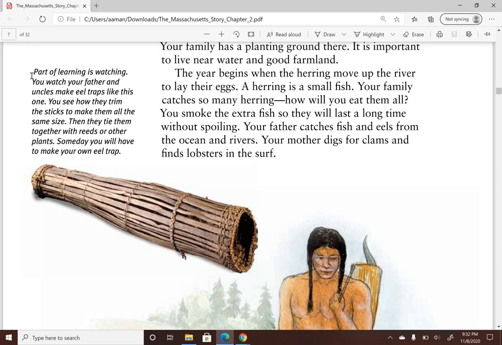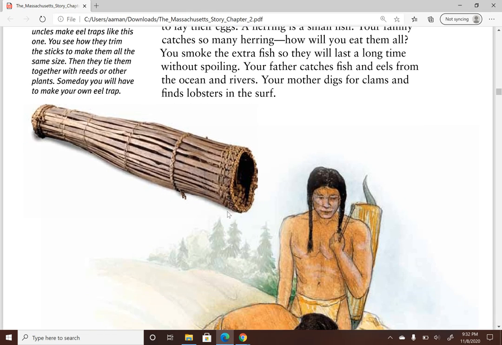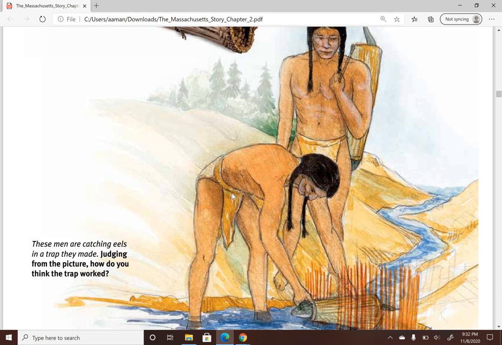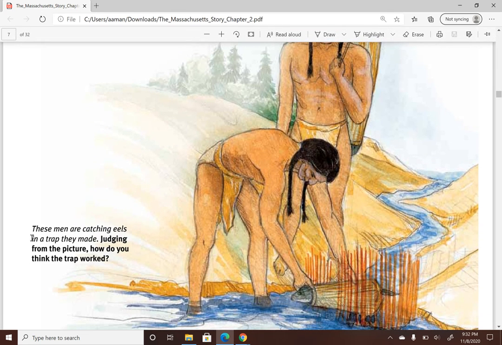Part of learning is watching. You watch your father and uncles make eel traps like this one. You see them trim the sticks to make them all the same size. Then they tie them together with reeds from other plants. Someday you will have to make your own eel trap. These men are catching eels in the trap. Judging from the picture, how do you think the trap worked?